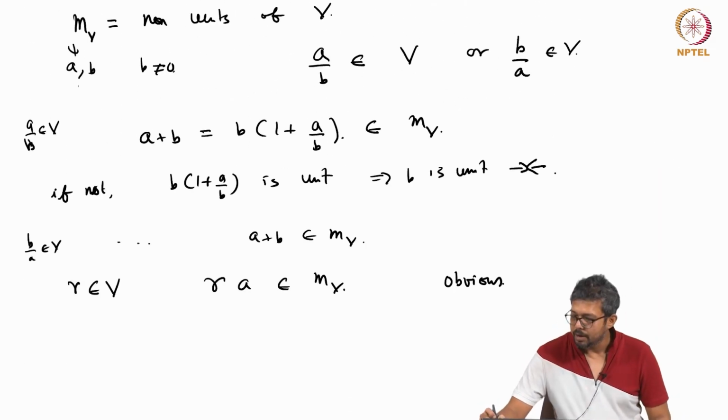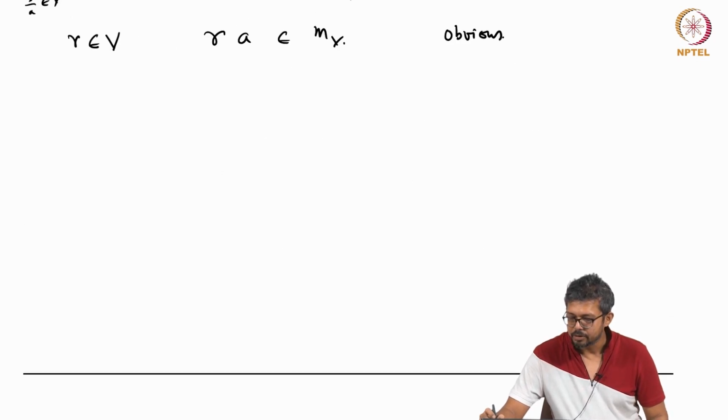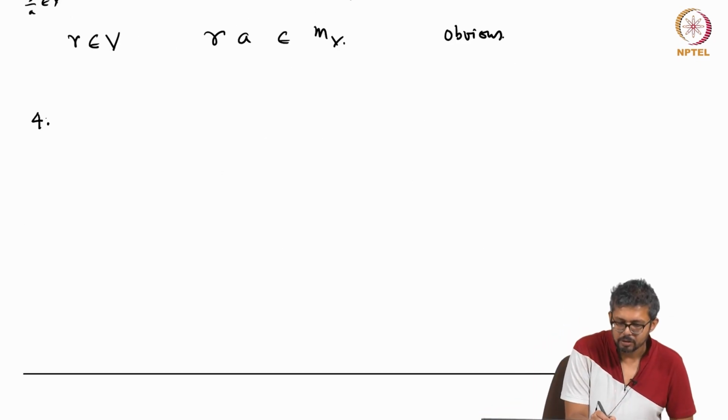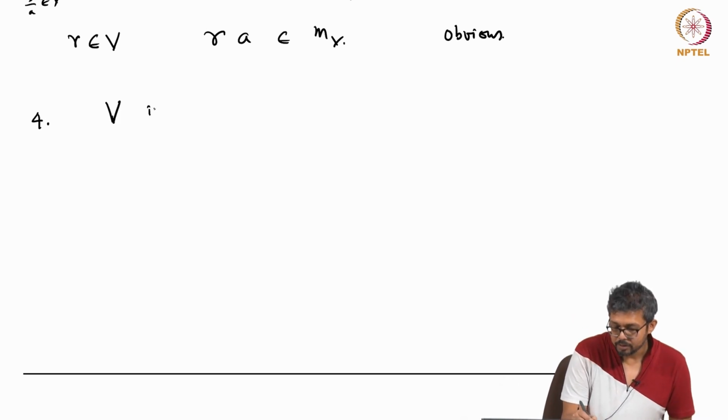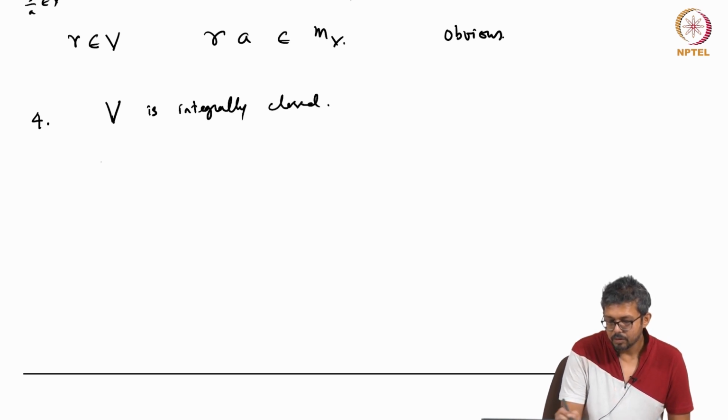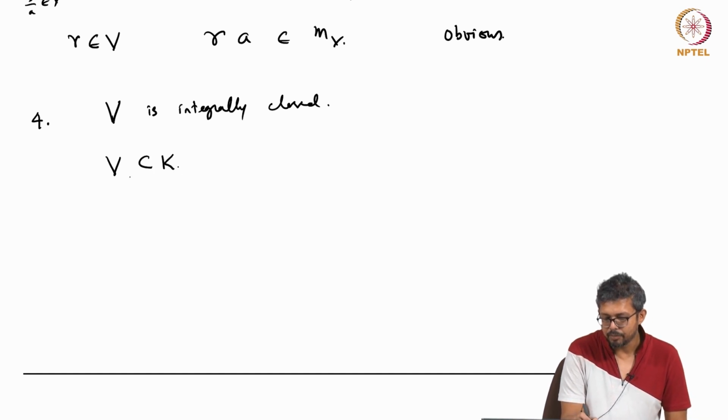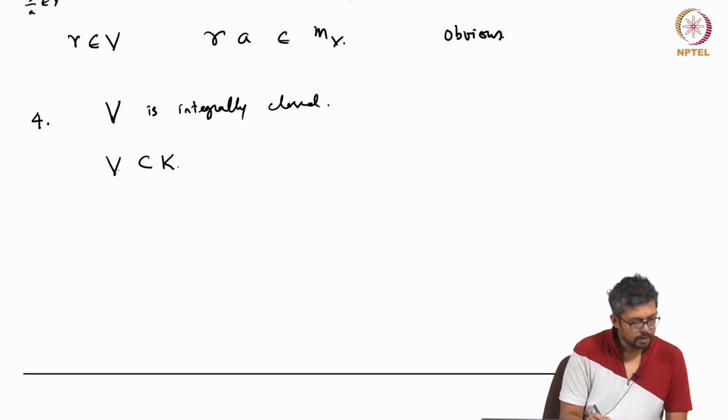Another important property is that valuation rings are integrally closed. We have already seen what integrally closed means. So, that means V is integrally closed: K is the quotient field of V, and any element of K which is integral over V has to be in V.